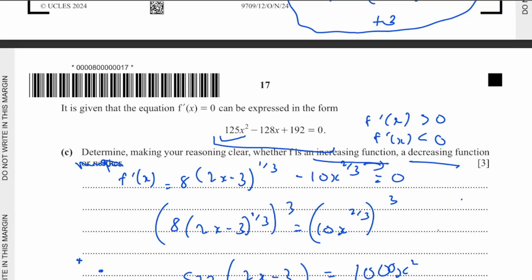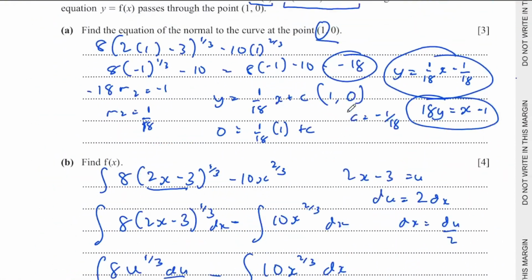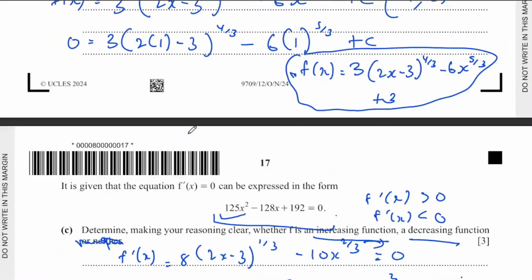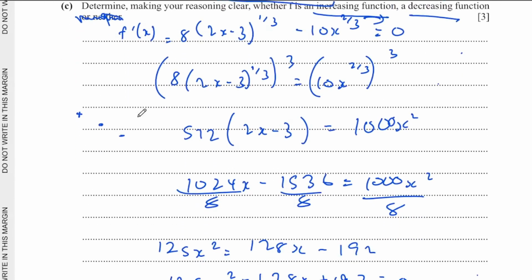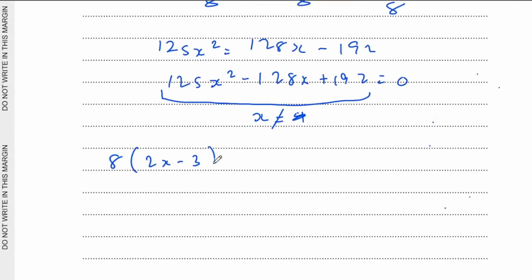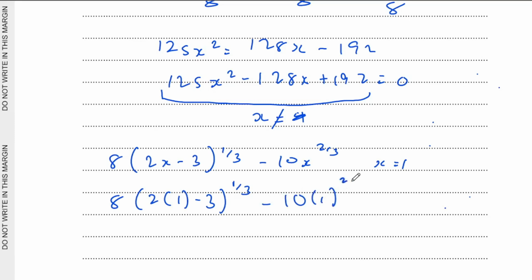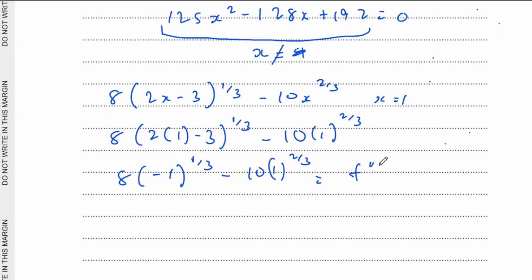Now how do we find which one it is? For that, we could just take any point in the domain. So the domain is x greater than 0. So let's just take the point 1 and put it into our f prime function. So 8 times (2x minus 3) to the power 1 over 3 minus 10x to the power 2 over 3. Let's just put x equals 1 and let's see what happens. 8 times (2 times 1 minus 3) to the power 1 over 3 minus 10 times 1 to the power 2 over 3. This will give us 8 times (negative 1) to the power 1 over 3 minus 10 times 1 to the power 2 over 3, and that will give us our f prime of x.